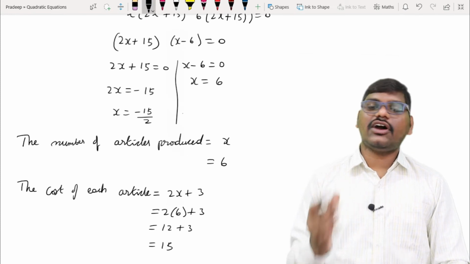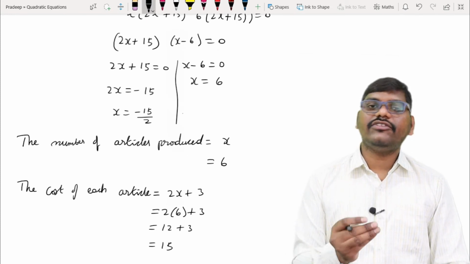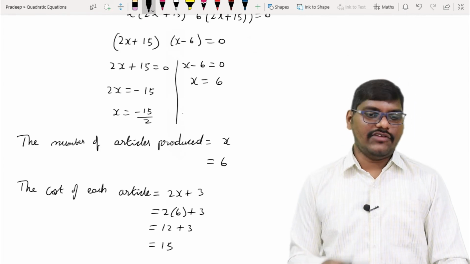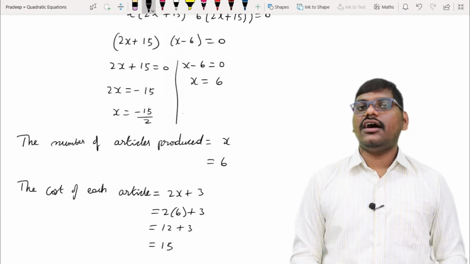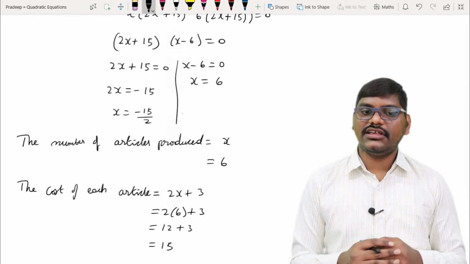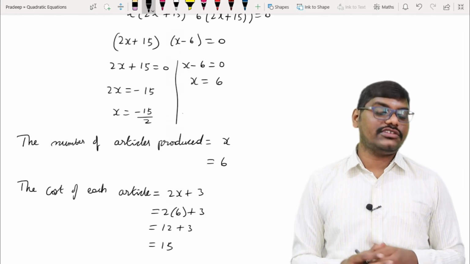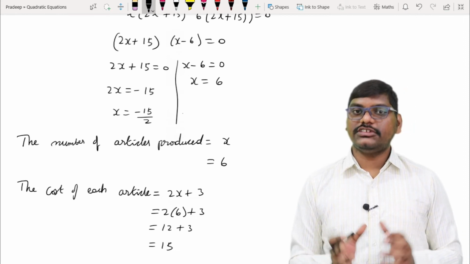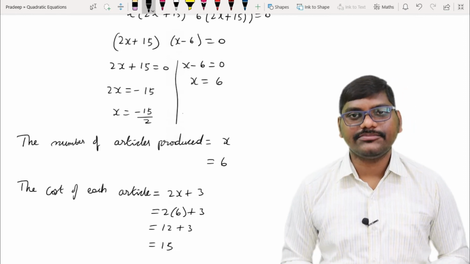So the total cost, they said, was 90. That is 15 into 6, which is 90. So that perfectly satisfies the value. So this is the answer which they asked us to find: the number of articles produced is 6 and the cost of each article is 15. So this is all about this particular question. Let's see the next one.